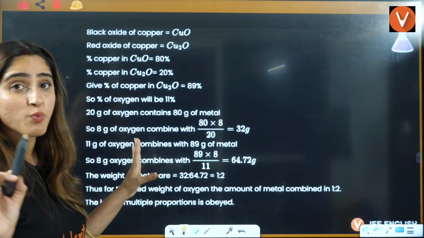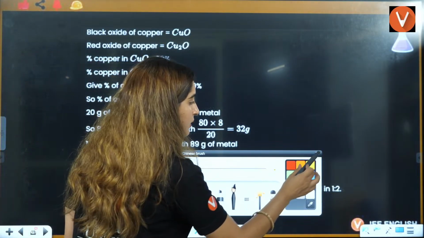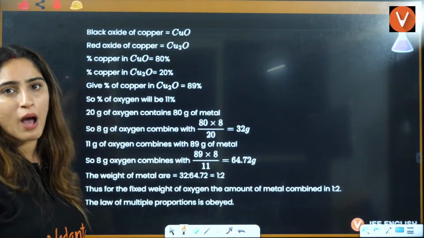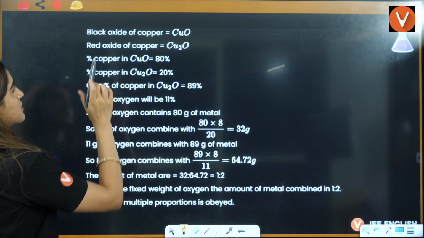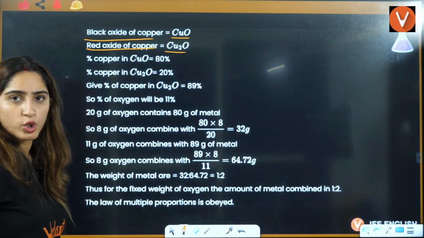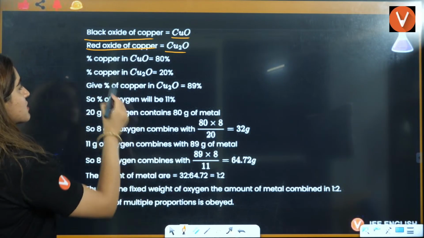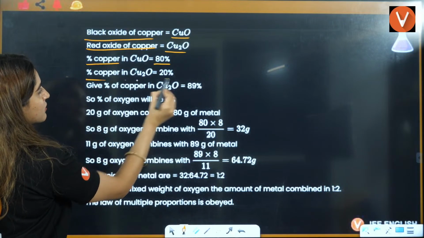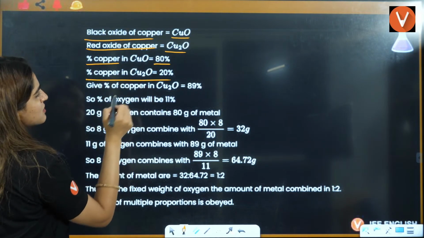But we need to fix one thing that you should remember. One thing, copper or oxygen, you have to fix it. Mass should be fixed. Black oxide of copper is CuO, red oxide of copper is Cu2O. Now if you see this here, percentage of copper is 80. This is percentage of copper in this is 20%.